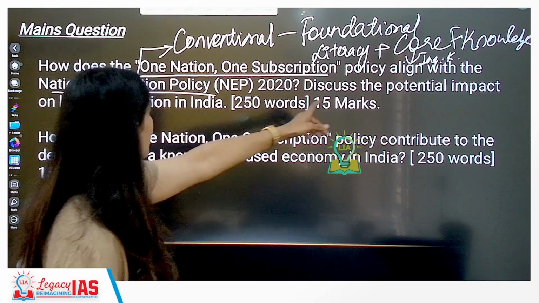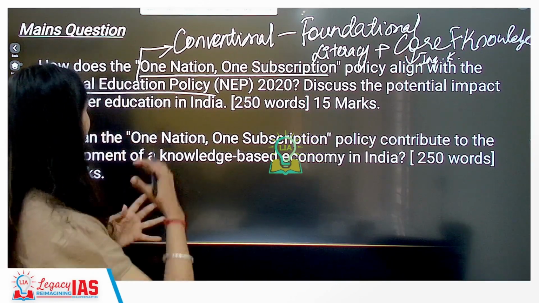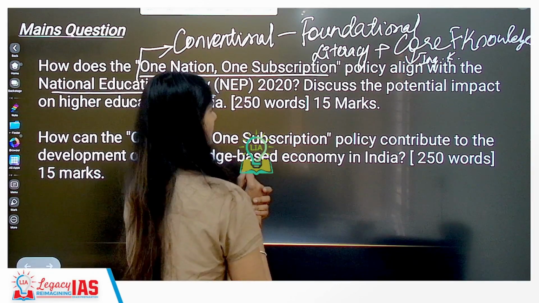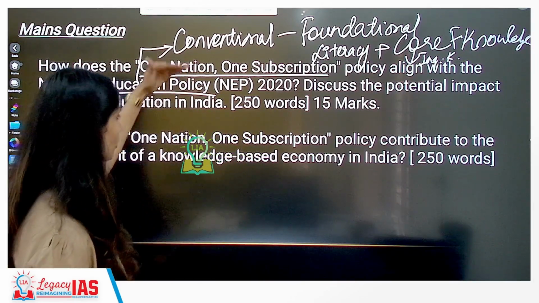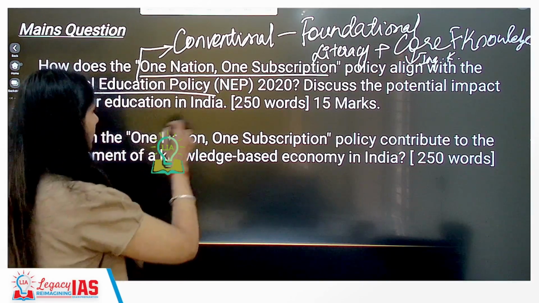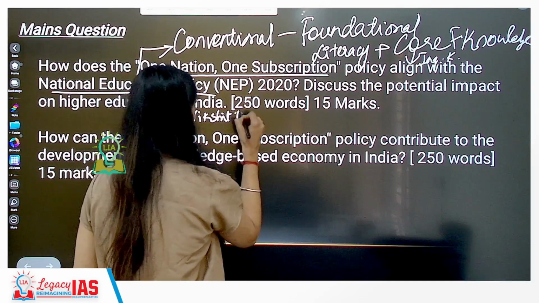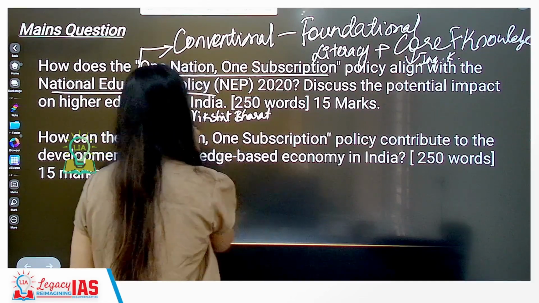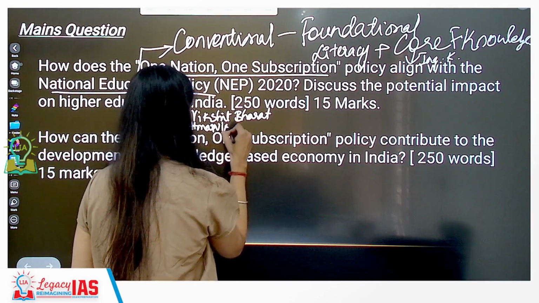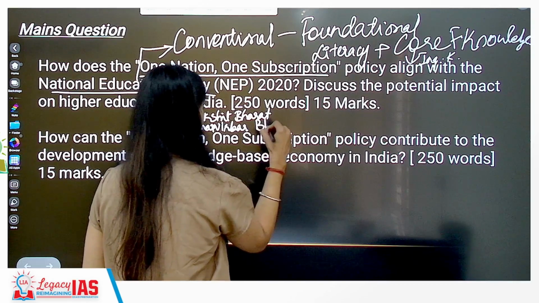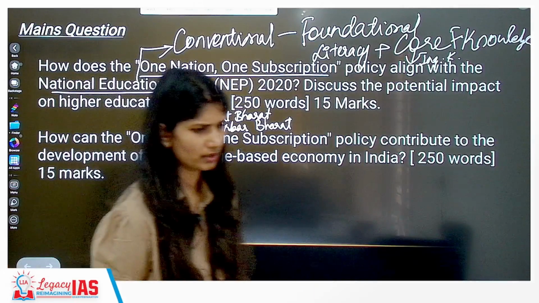Discuss the potential impact on higher education in India. So, you will have to highlight your National Education Policy 2020 and how this one nation one subscription is in consonance with this, which together will lead us towards Viksit Bharat or Atmanirbhar Bharat, self-sufficient India.